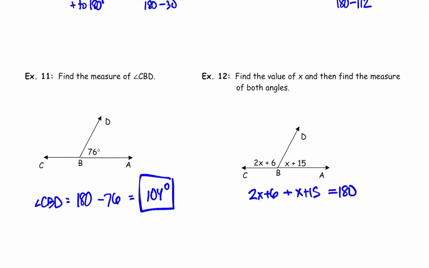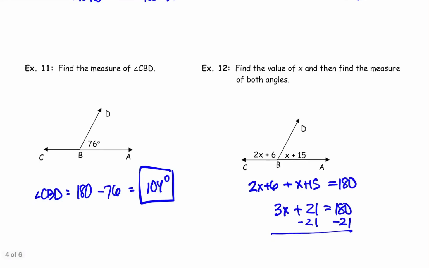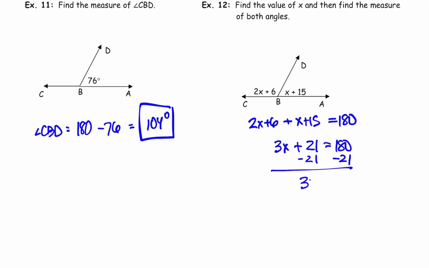Now another review from algebra, all of this stuff's on the same side of the equal sign. So I'm going to combine like terms. I'm going to combine 2x and x. Okay, so that gives me 3x. And then I also have to combine the 6 and the 15. So that's going to give me 21. So I get 3x plus 21 equals 180. Now I'll subtract 21 from both sides. That's going to give me 3x equals 159.